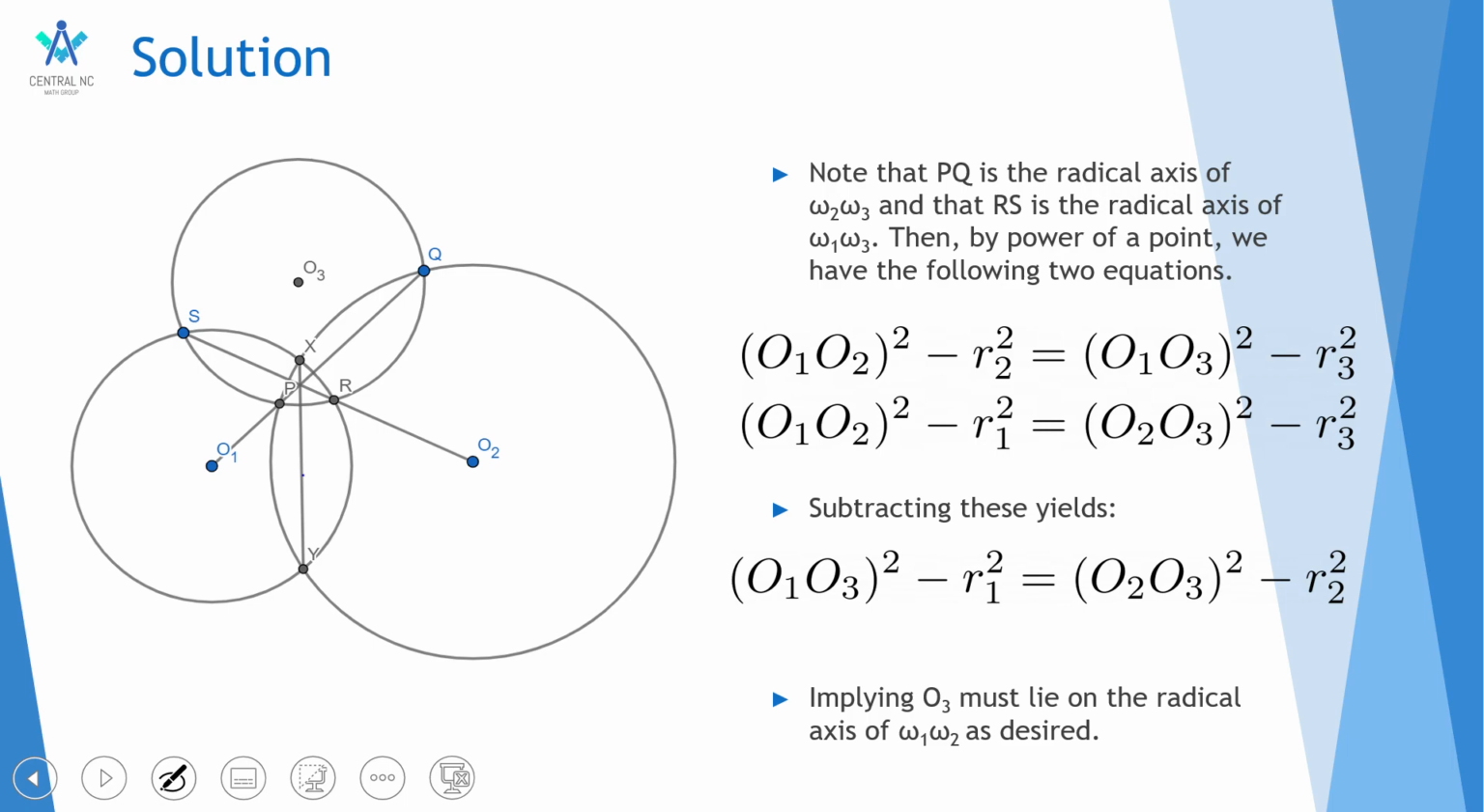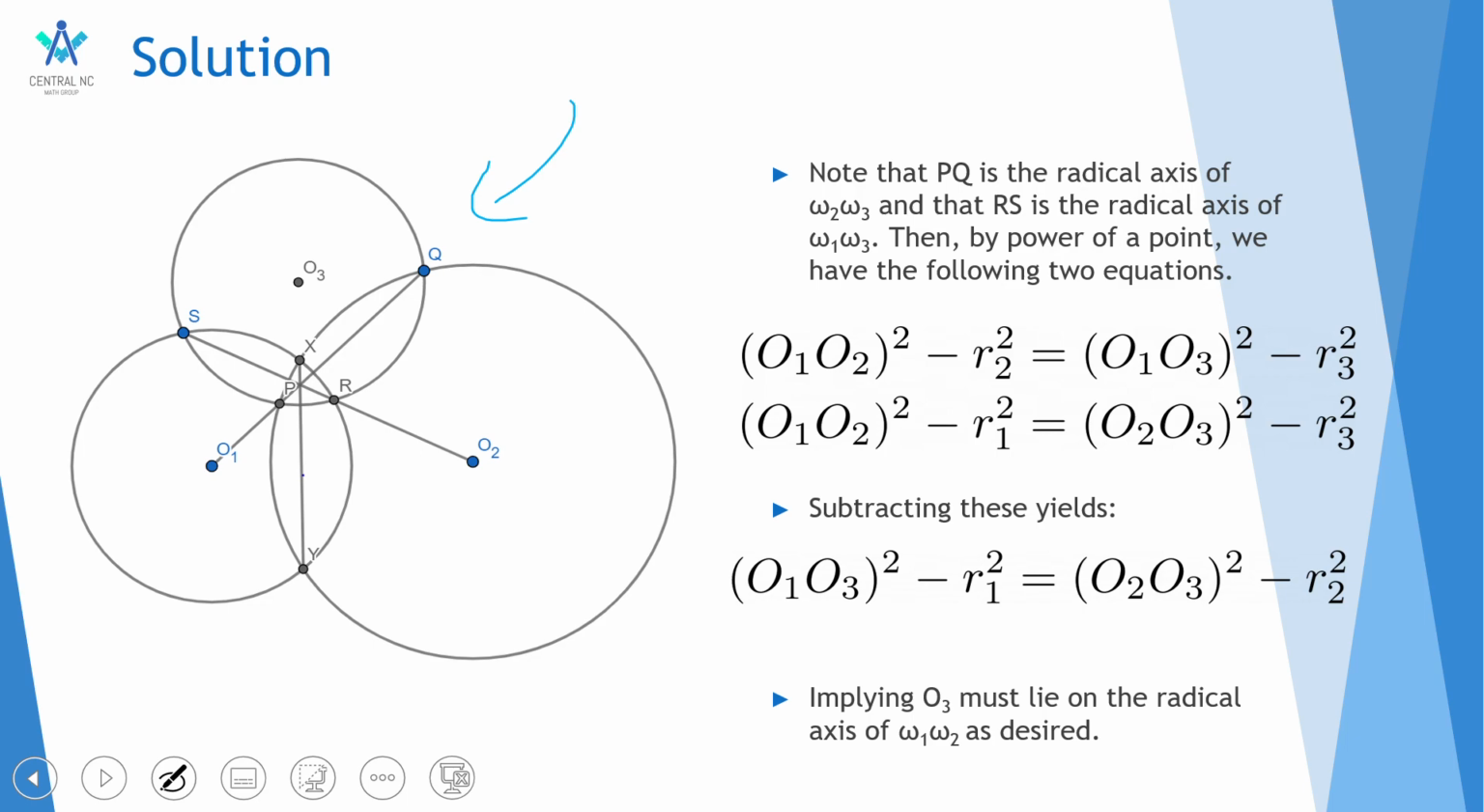When you're solving the problem, obviously you would draw a more accurate diagram and take the time to do that, but I just have it set up here. So let's start, so here's a solution. Do note that PQ is a radical axis of omega 2 and omega 3. We should see that because PQ are the two intersections, and that RS is the radical axis of omega 1 and omega 3.